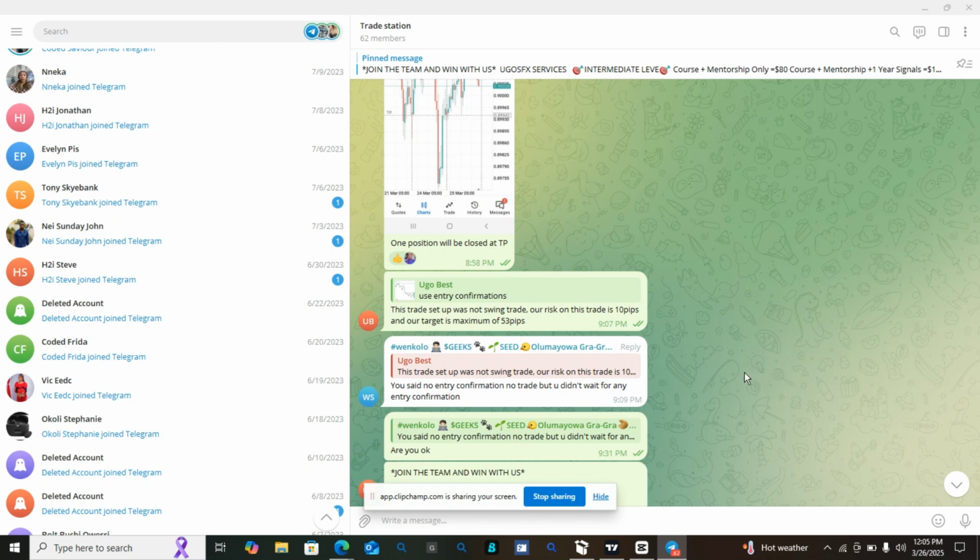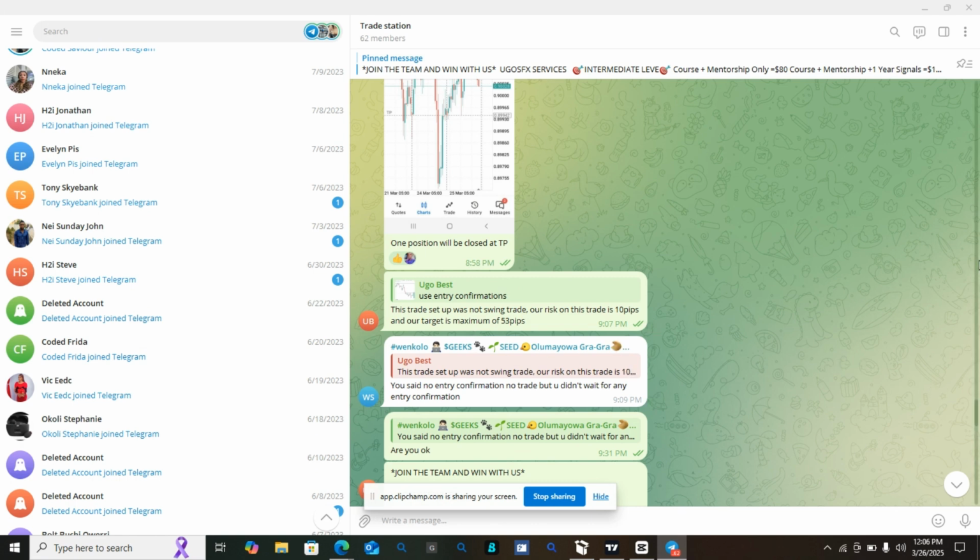53 pips maximum, because I said this trade setup was not a swing trade. Our risk on this trade is 10 pips, and our target is a maximum of 53 pips. Meaning that if you risk $10, you make $50. If you risk $20, you make $100. If you risk $100, you make $500. Okay, so times 5 of whatever you risk. If you risk $200, you make $1,000. So this is how the risk was calculated, and price moved in our direction.